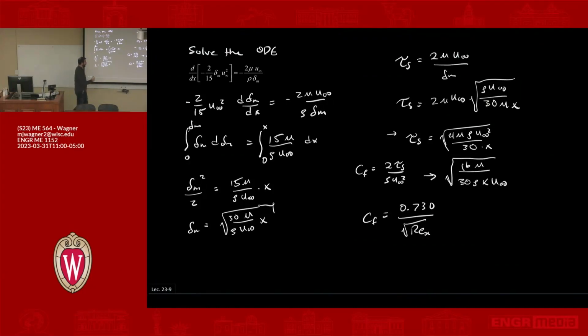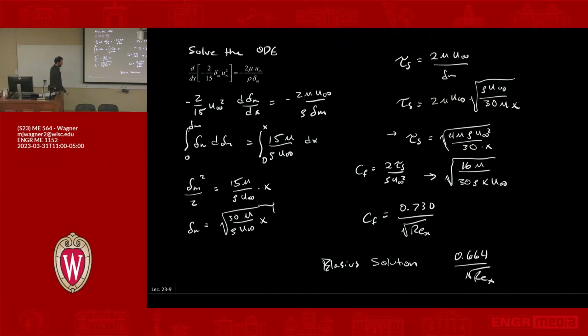Okay, so comparing this to the known solution, what is the known solution? The Blasius solution is, sorry, my handwriting today is something else. Blasius solution. Speaking of handwriting, this up here is 16 thirtieths. So the Blasius solution is 0.664 over the square root of Reynolds x.